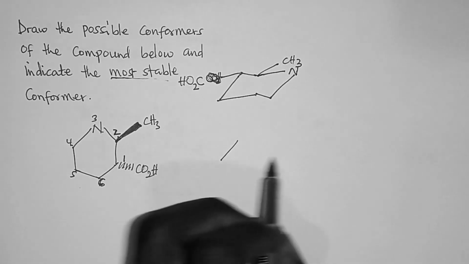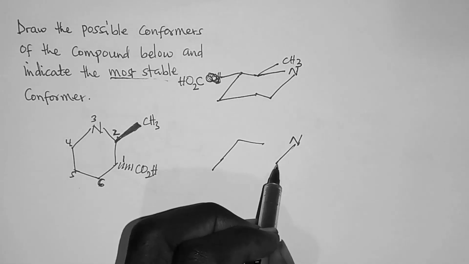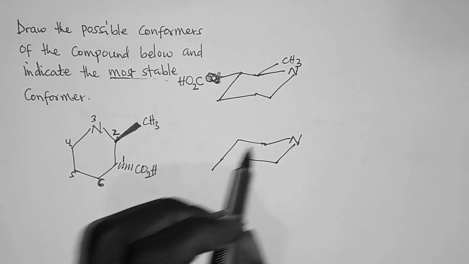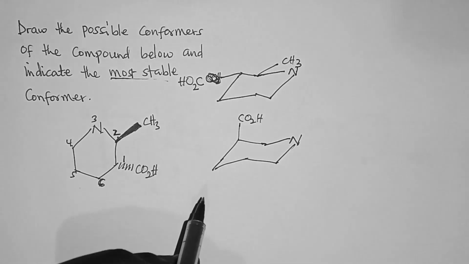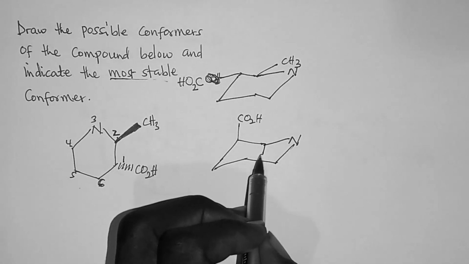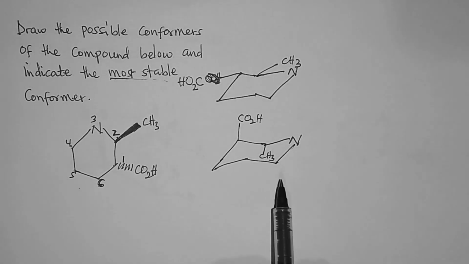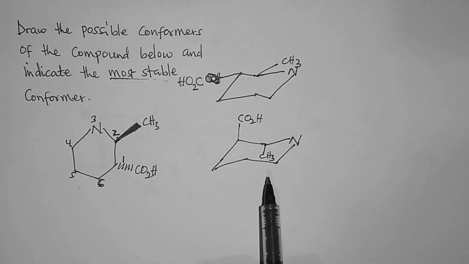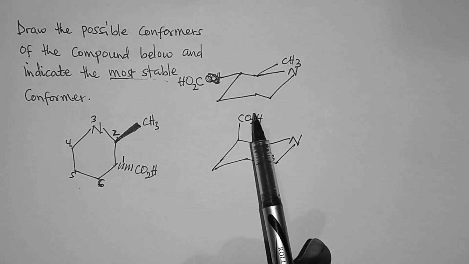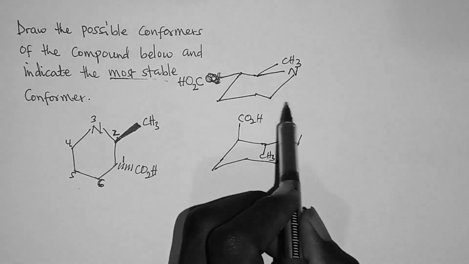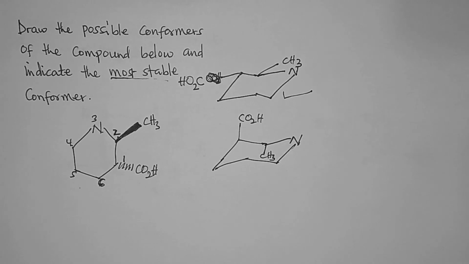So let's draw the chair conformer again. So nitrogen is here. So this CO2H will be in an axial position. And then this CH3 will also be in an axial position. So these are the two possible chair conformers of this molecule. However, the most stable conformer will be this conformer, because in this conformer, both substituents are in the equatorial position.